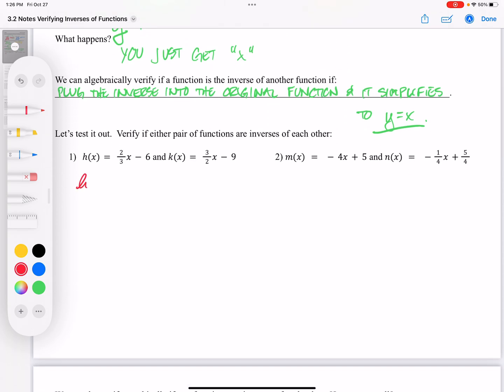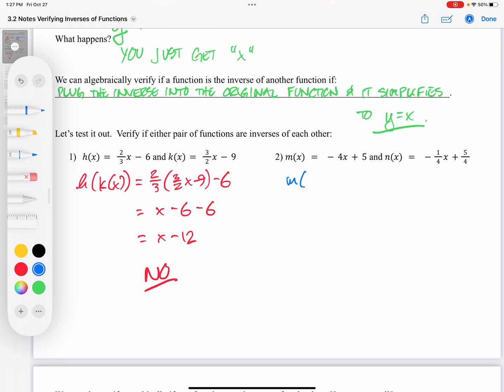All right, so you can also sometimes see h of k of x. You might see it written like that. So this is equal to h, the h rule is 2/3 times k of x, which is 3/2 x minus 9, and then minus 6. So 2/3 times 3/2 gives me 1. 2/3 of 9 is 6, but it's negative, minus 6 minus 6. So that gives me x minus 12. So nope, doesn't work.